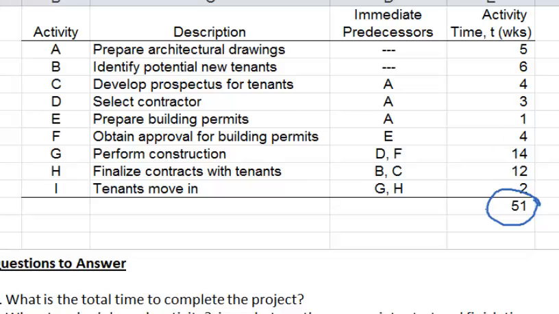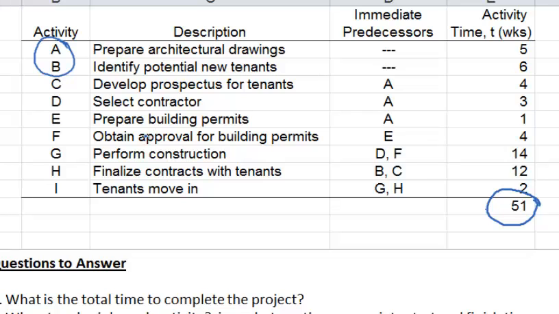So for example, we could do A and B at the same time. While the architect is working on the drawing, you could be identifying the potential new tenants. What we could do is make a diagram of all the activities that will help us plan when each activity could be started and finished. This diagram is called a project network or PERT network or PERT chart, so there are different names for it.